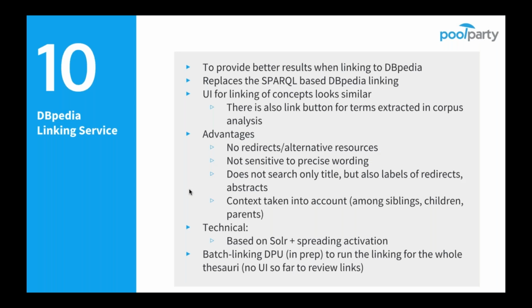We also improved our DBpedia linking service to provide better matches and also disambiguation for our DBpedia linking. This is based on a new service that we developed. So we are no longer querying the dataset directly, but we have a more intelligent system, which is based on Solr and the spreading activation algorithm.